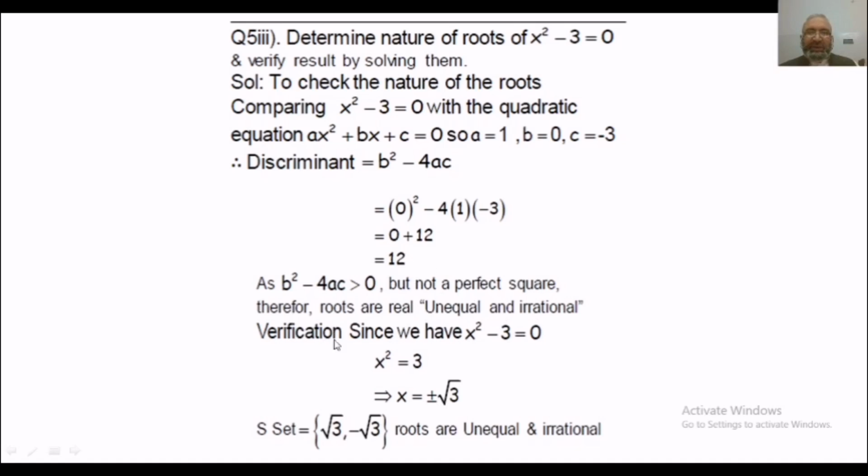So now verification. For verification of this question we solve the given quadratic equation x² − 3 = 0.